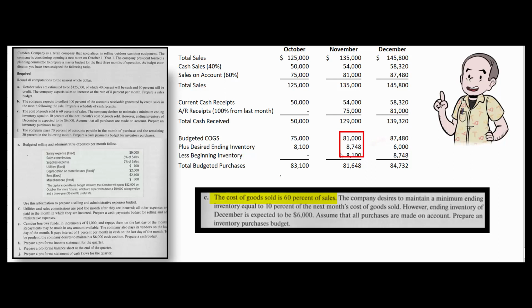But we don't have to buy the stuff that's left over from October. The ending inventory at the end of October is the beginning inventory at the start of November. So 81,000 plus 8,748 minus 8,100 means that our budgeted purchases for the month of November are 81,648. And we follow the same pattern for December. Enough to cover the month of December, plus a little cushion at the end, minus our beginning inventory, means that our budgeted purchases for December are 84,732.